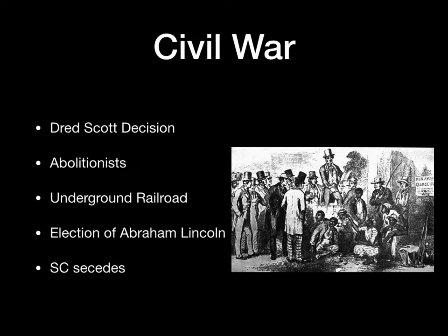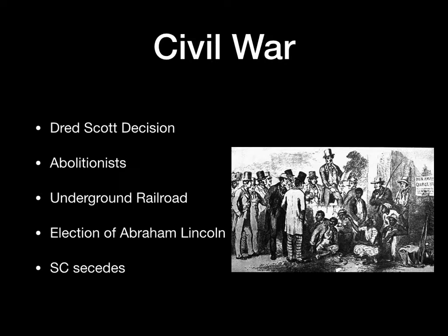This immediately eliminates free states. It's basically saying that a slave is property and can be taken into a free state. Okay, so that's a problem. The second thing it does is it eliminates the Missouri Compromise line, right? The 36°30' parallel. Slavery can now exist everywhere, according to the Supreme Court in the Dred Scott decision.